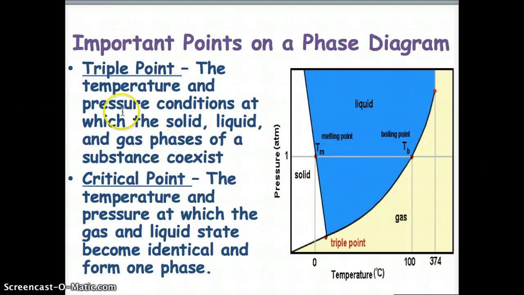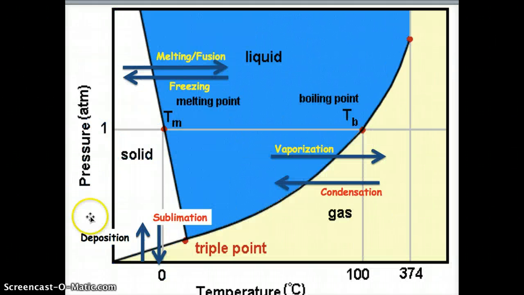And again, you should know these two terms. The triple point is the temperature and pressure at which all three phases coexist, and the critical point is the pressure and temperature at which only the gas and the liquid coexist. And here's another slide that shows what we just went over. Kind of just summarizes everything together.